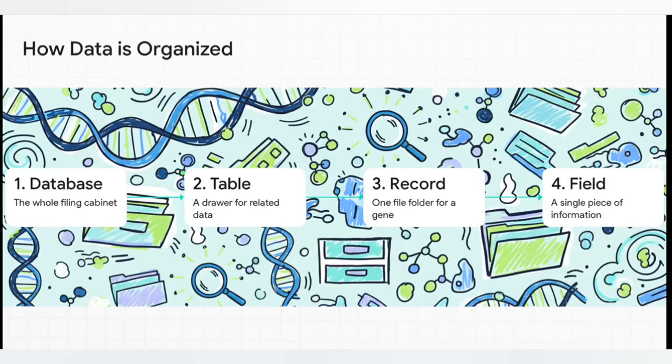Okay, so it's all about hierarchy. The entire database, that's the whole filing cabinet. Inside that, you have tables. Think of those as the individual drawers, each one holding related data, like, say, a drawer just for protein structures. Then, inside each drawer, you find records. These are like the individual file folders, one for each specific item, like a single gene. And finally, inside each folder are the fields, the individual little bits of info, like the gene's name, its DNA sequence, or where it lives on a chromosome.